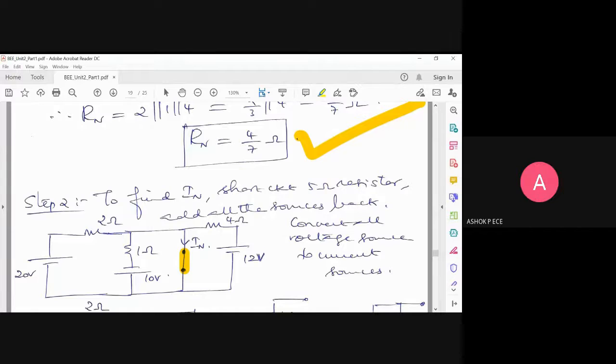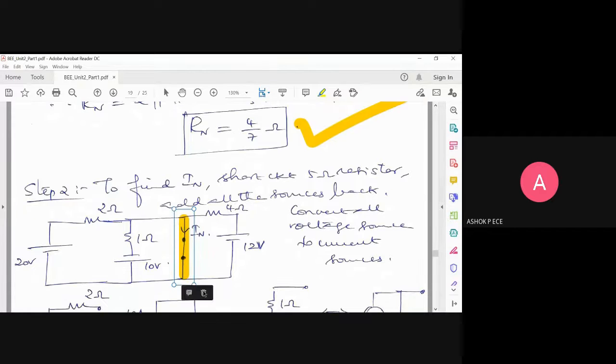When you have a short circuit, you should think that the circuit is going to become even more simple. Short circuit means the entire current is going to flow only through this path. So however much voltage source you have on either side, the entire current is going to flow only through the short circuit path.